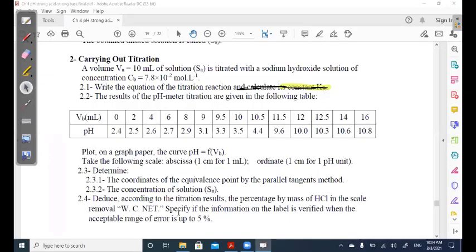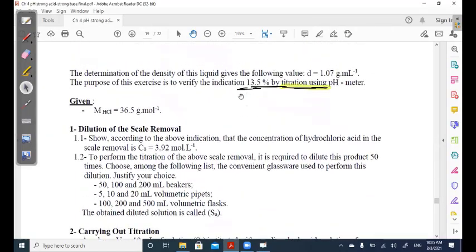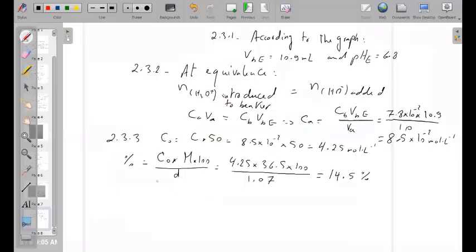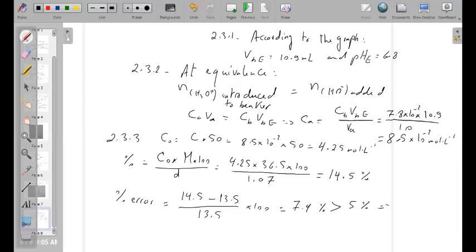Now, specify if the information on the label is verified when the accepted range of error is up to 5%. The label information is percent by mass 13.5. The obtained is 14.5. Then we calculate the percent error equals experimental 14.5 minus given 13.5 over the given 13.5 times 100, equals 7.4%, bigger than 5%, then the label information is not verified.